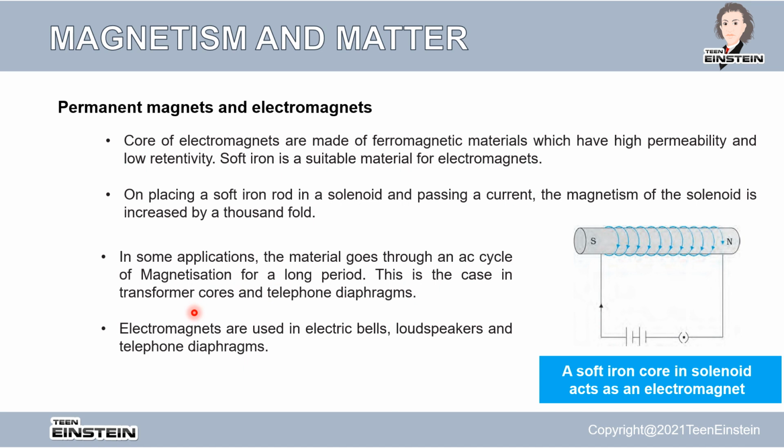In some applications, the material goes through an AC cycle of magnetization for a long period. AC means the source here will be alternating current, like in the case of transformer cores or telephone diaphragms. In transformers, we have two cores and solenoids, and inside the cores there are some materials that act as an electromagnet. So their AC field is playing a role. Electromagnets are used in many cases like electric bells, loudspeakers and telephone diaphragms.